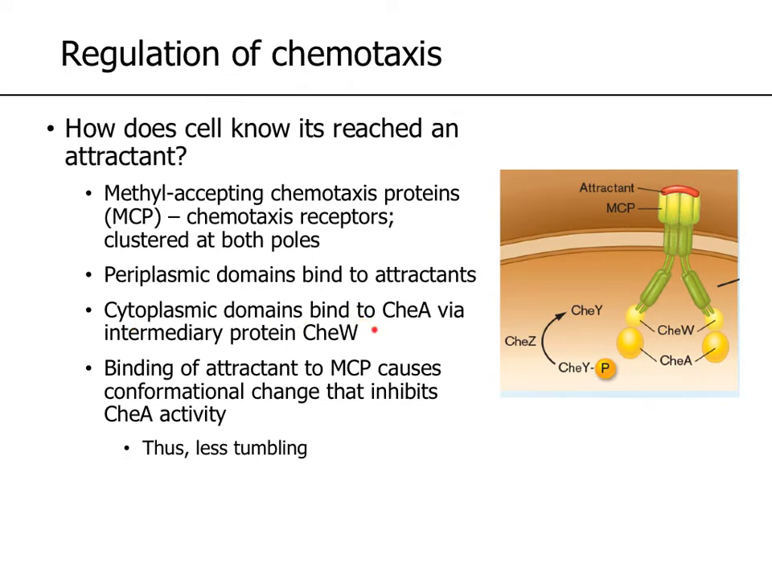The cytoplasmic domains of the MCP is what actually binds to this KA through KW. So it takes two proteins here to actually bind to this. But when this is bound, you see how, just remember what this looks like. When the attractant is bound, this changes conformation, and now this separated KA cannot actually phosphorylate KY. So binding of the attractant to the MCP causes this conformational change that inhibits KA, and so now you can't get the phosphorylation, and so therefore you get less tumbling.